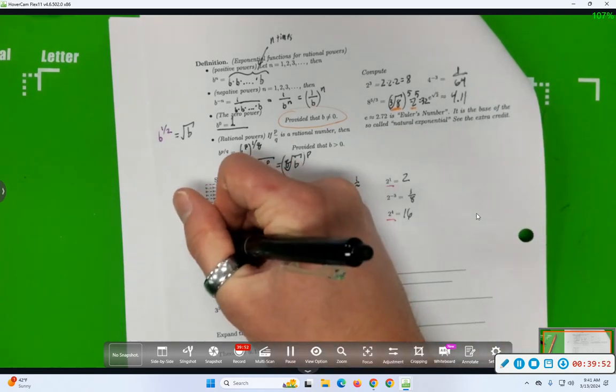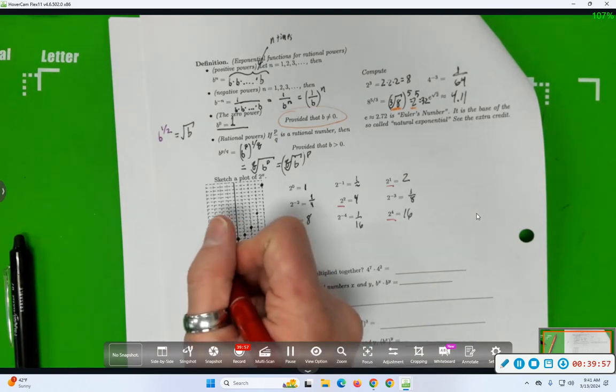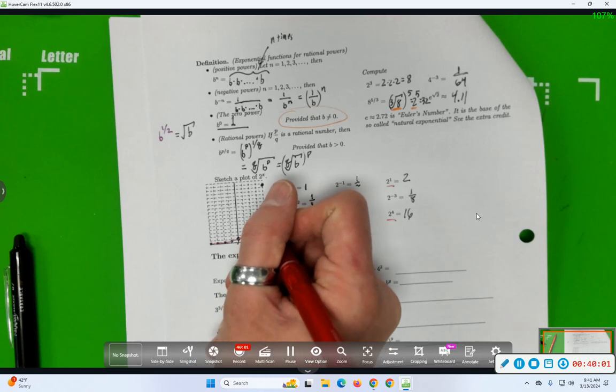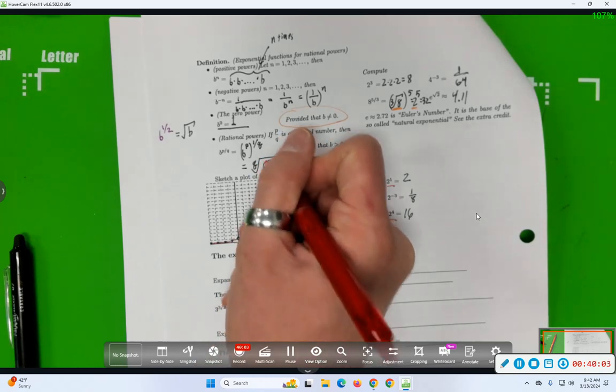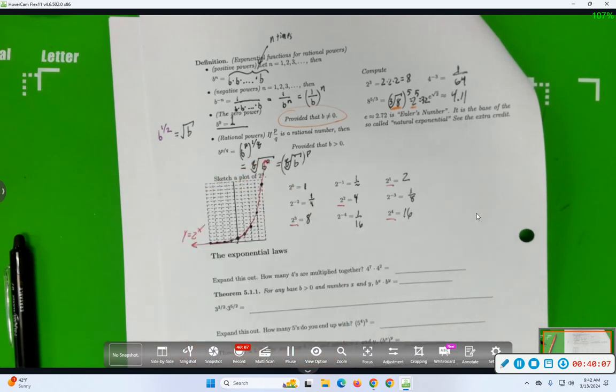So, let's interpolate between them. And that will give me a pretty decent graph of what 2 to the x will look like. Before we go on to some algebraic things, let's just look at that graph.